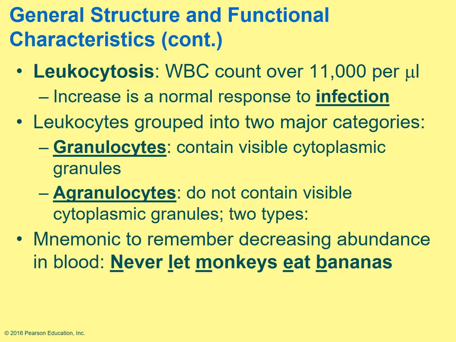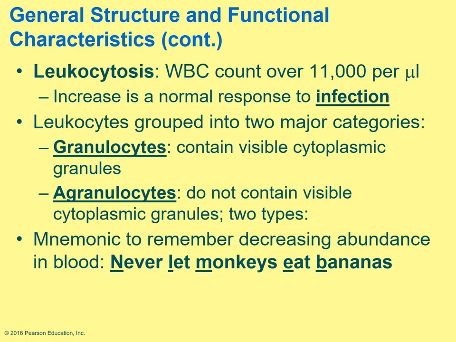So we know what the normal white blood count would be. Any increase in that would be a normal response to infection. So we know about how many cells we should have per microliter, and anything above that should trigger in you kind of a red flag of, ooh, does this patient have an infection?